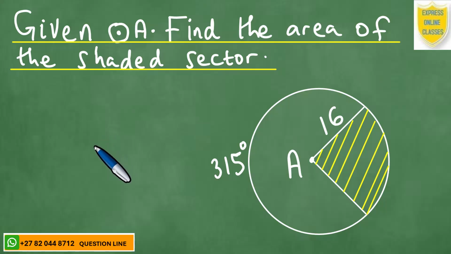In this lesson, we shall solve this question in front of us. Given circle with center A, find the area of the shaded sector. We're interested in finding the area of the shaded sector.